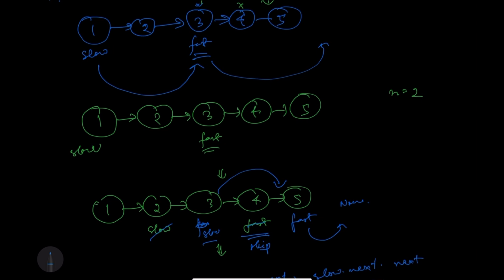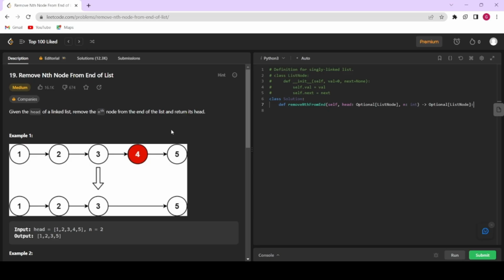So let's code this and see how we do that. We will be defining two pointers, that is slow and fast. Then we will move our fast to nth position. So we will just do range n. We will move our fast till there. Then we will check if we have a fast. Now as we have already iterated, we have to check if we have a fast. If not, we would return head.next.